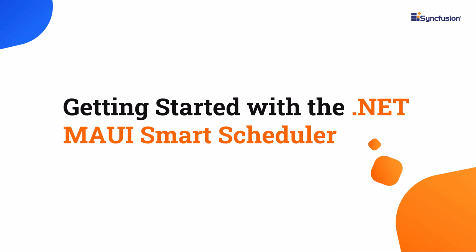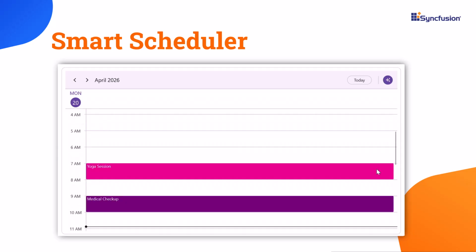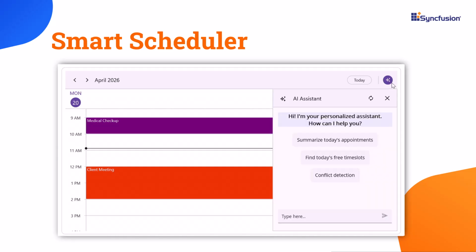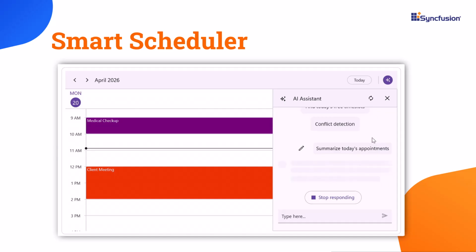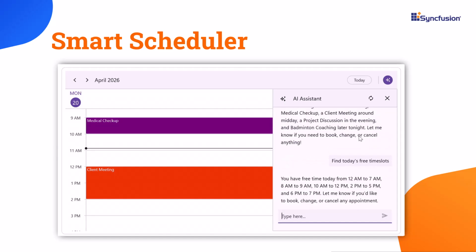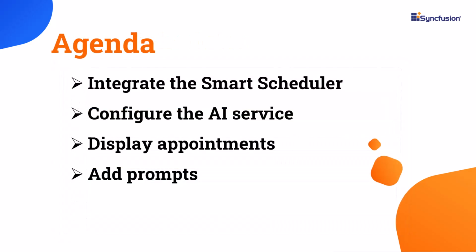Welcome to the .NET MAUI Smart Scheduler tutorial. Using Syncfusion .NET MAUI Smart Scheduler, you can manage appointments through natural language interactions. The Smart Scheduler understands context and availability, detects conflicts, suggests available time slots, and summarizes schedules, making scheduling simple and conversational. In this video, I will show you how to integrate the Syncfusion .NET MAUI Smart Scheduler with an AI service.